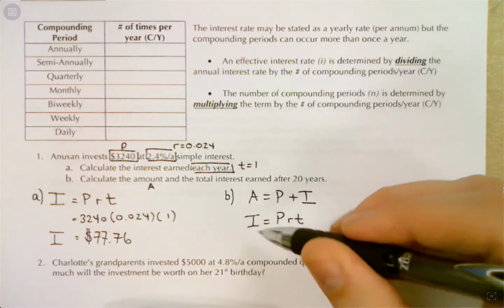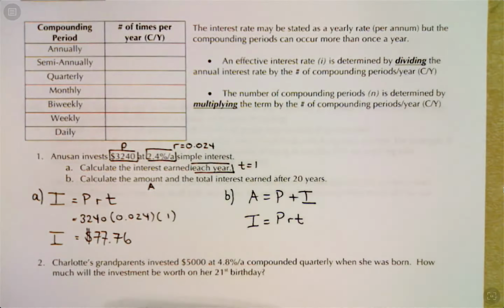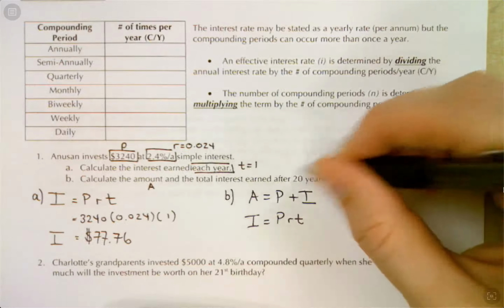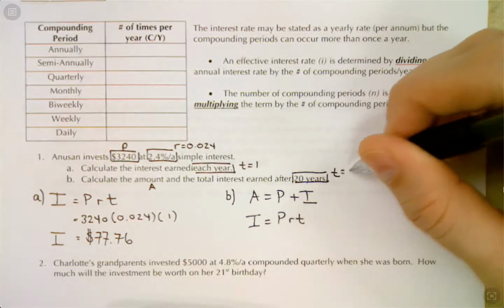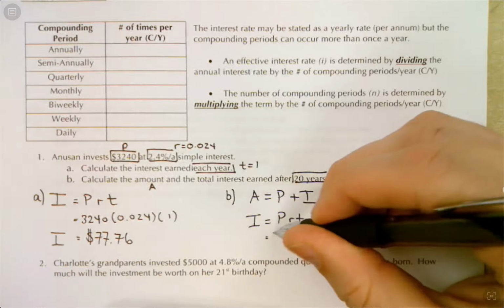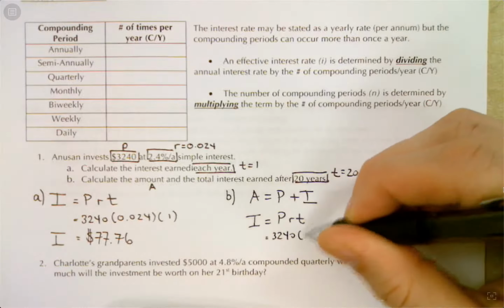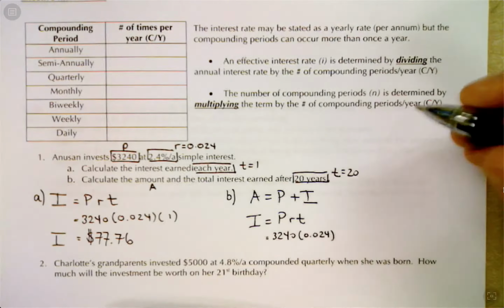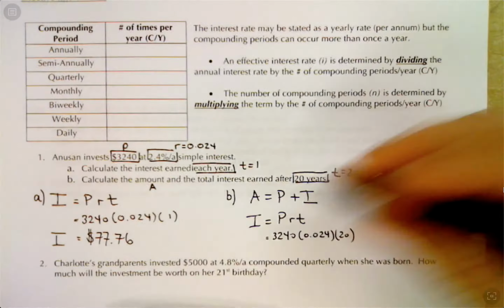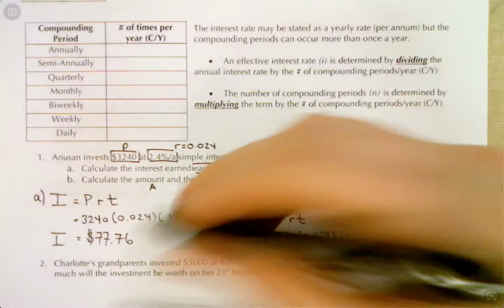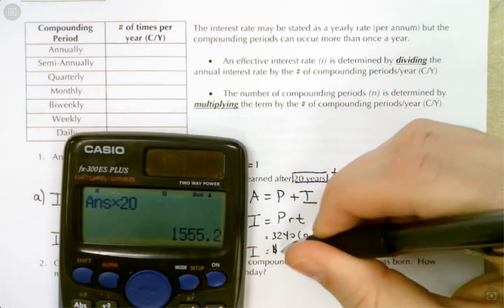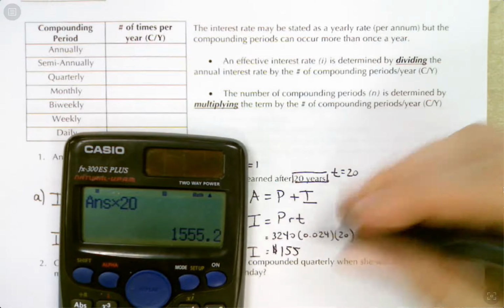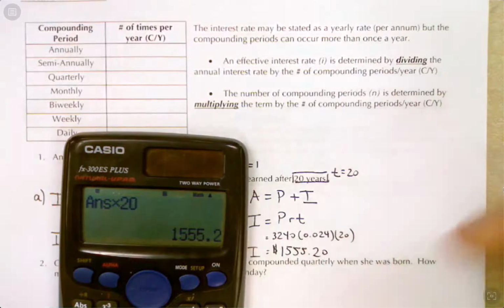We want to know first how much interest he earns in the 20 years. So we're going to do the same question we just did, but with a T of 20. So the same numbers, 3,240, 0.024, times 20, which is just that number times 20. And we get $1,555.20.